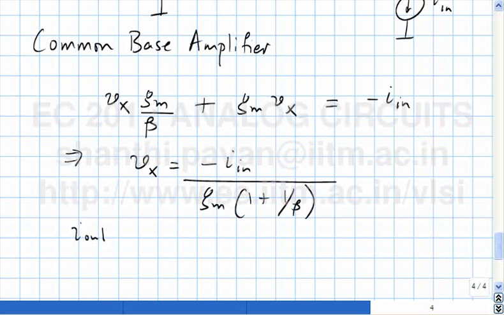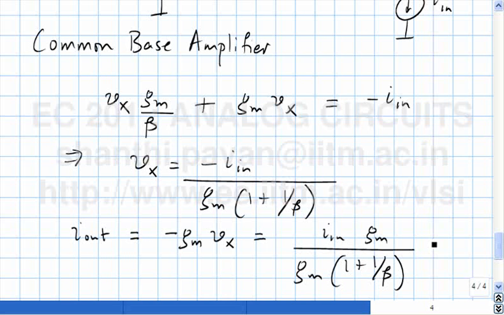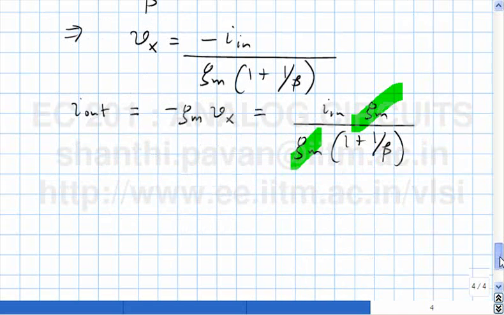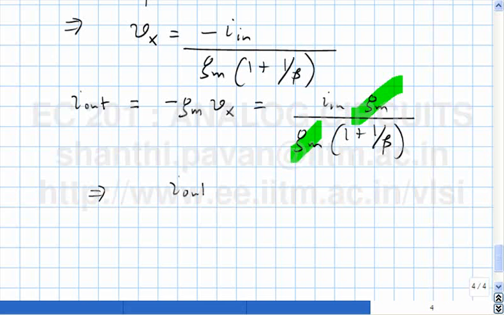And what is Iout? It's minus Gm Vx, which should give us In times Gm, the Gm goes away, which implies Iout by In is basically beta by beta plus 1. I mean, you didn't have to go through this whole reasoning for this. We already know that the ratio of the incremental collector current to the incremental emitter current is beta by beta plus 1, which is also called the alpha of the transistor. The alpha of the transistor is very close to being 1 for a good transistor, where beta is reasonably large.